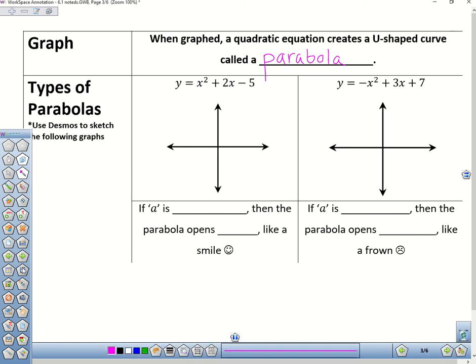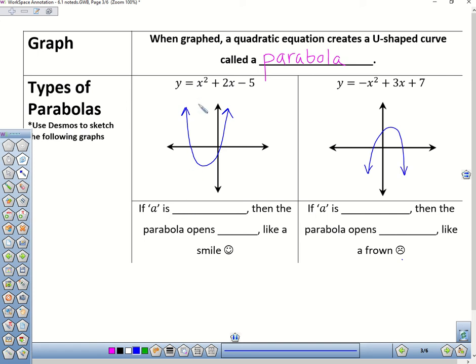So this says, use Desmos to sketch the following graphs. So we're going to pretend that we use Desmos to sketch the following graphs, okay? So we sketch our graph, and it's going to look something like this. Okay. All right. So this parabola over here is not going to be a U-shape. This one is going to be an upside-down U-shape. And my pen's going wild today. But it's going to be an upside-down U-shape like this.